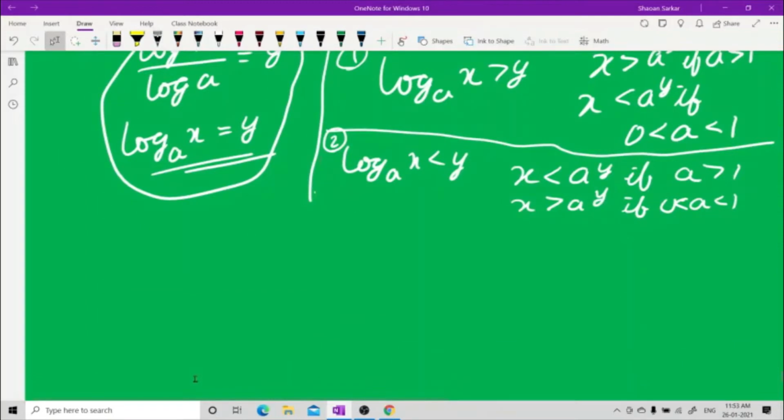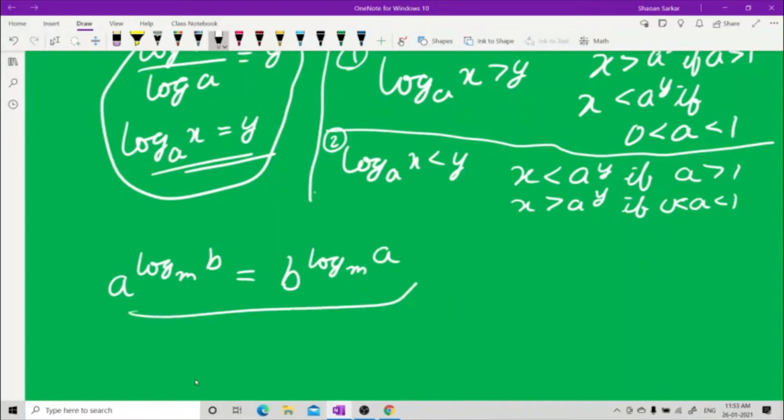Now here it is. You must note that a log, whatever it may be here, let's say base m, is equal to b log base m of a. This is another very important property needed in a lot of calculations. This is a very important property you need to keep in mind.